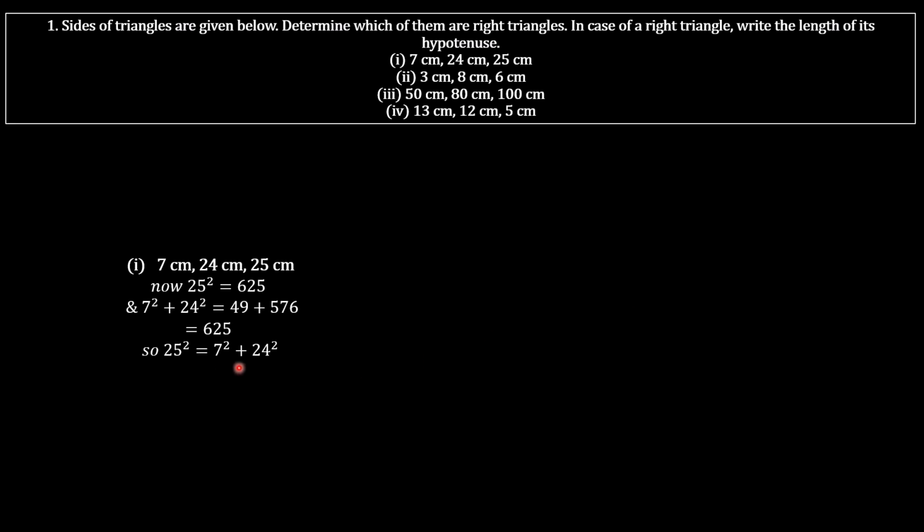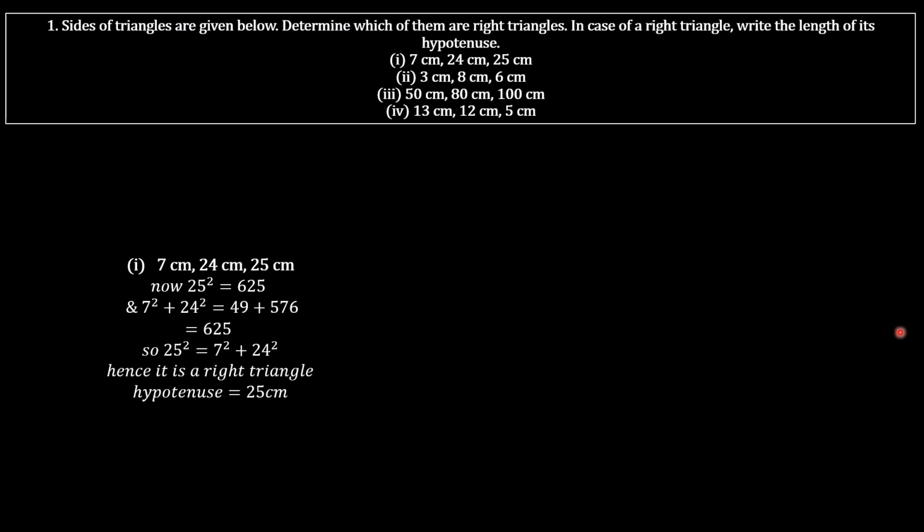The square of the larger side is equal to the sum of the squares of the other two sides, which implies that this is a right triangle, and the length of the hypotenuse is 25 centimeters. So this is the way we check whether the given triangle is a right triangle or not.